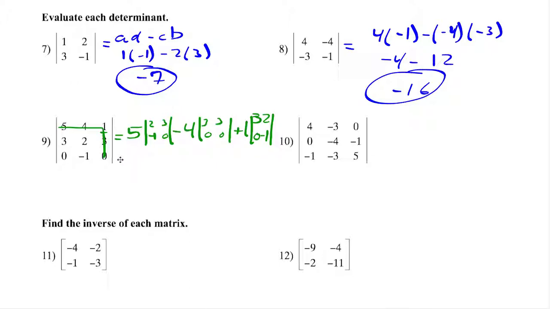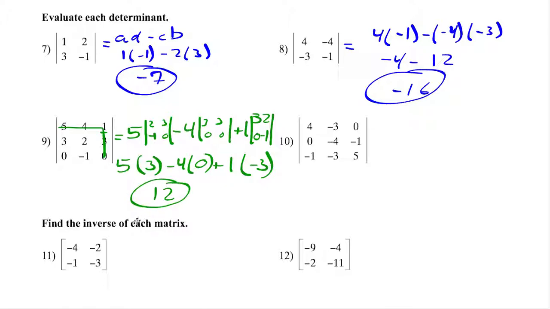So this is going to be 5 times, this is 2 minus, sorry, 2 times 0 is 0. So 0 minus a negative 3 is positive 3. Minus 4 times, well, that's 0 minus 0, which is 0. Plus 1 times negative 3 minus 0, which is negative 3. So we actually get 15 minus 3, which is 12.